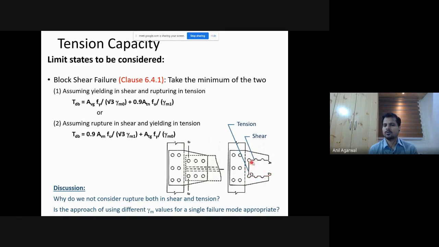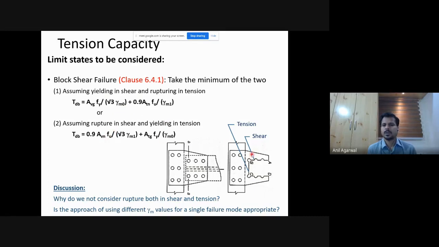If that were to happen, this surface was in shear, this surface was in shear, and this surface would have been in tension. So you have a combined tension and shear rupture. For that, there are 2 things that you need to check: the shear surface, in this case this surface and this surface, is in yielding and the tension surface is in rupture. First you calculate what the capacity would be if the tension surface ruptures and the shear surfaces yield.